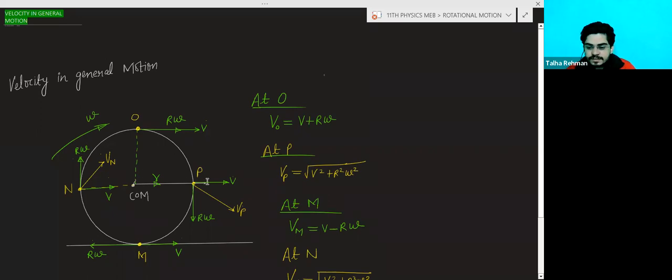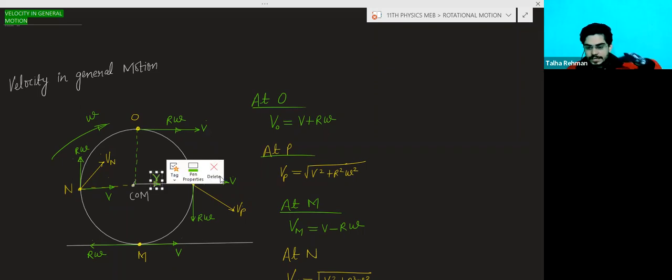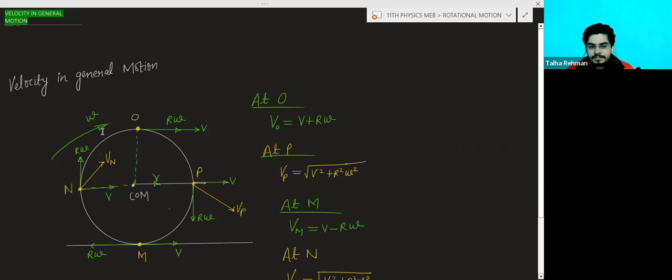Here you can say this is a disk, and this disk is moving linearly with a velocity v, and at the same time, it is rotating with an angular velocity of omega. And this velocity v is the velocity of the center of mass of this disk. Okay. So there are different points on this disk. So we have taken 4 points to define the velocity: O, P, M, N.